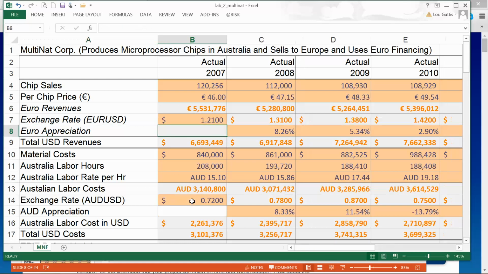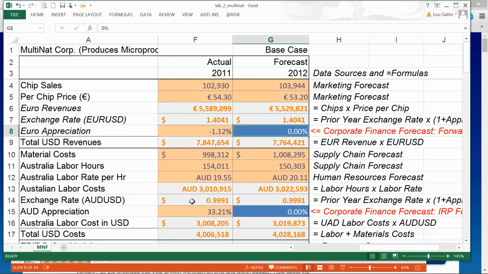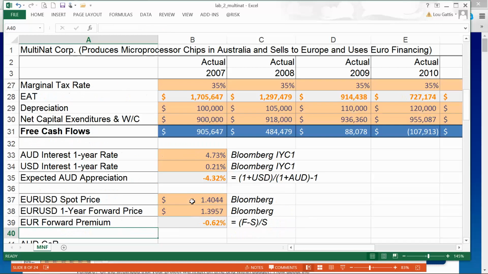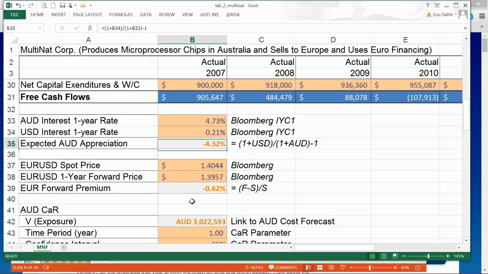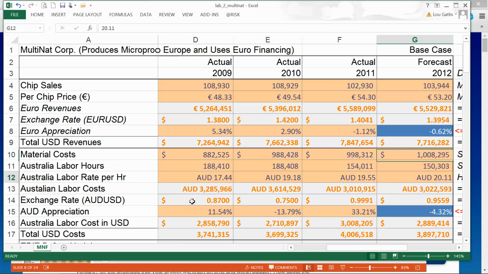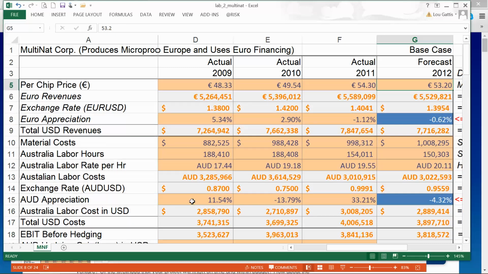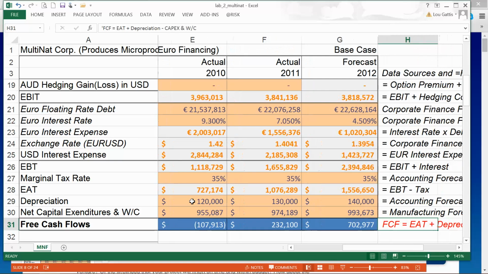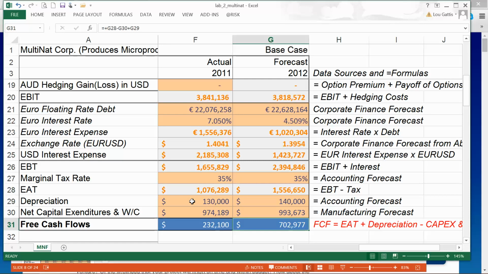So this is my Euro appreciation minus 0.0062 and the Aussie minus 0.0432. Let me make sure that's right. 62 and 432. Okay, now I have a baseline forecast for free cash flows. Given our depreciation of both the Euro and Aussie, I'm forecasting cash flows of $703,000.